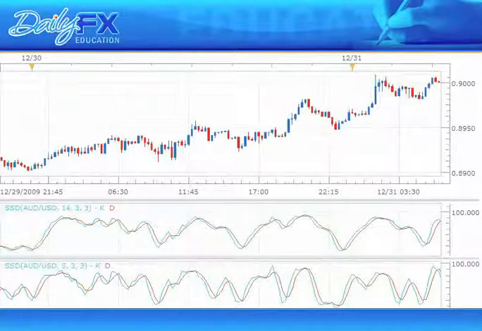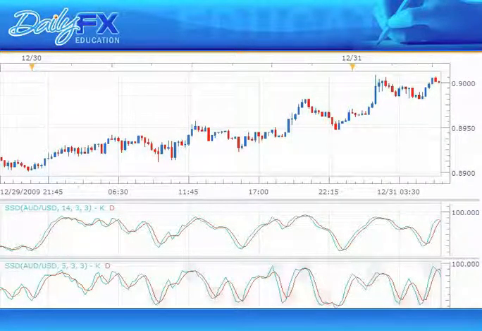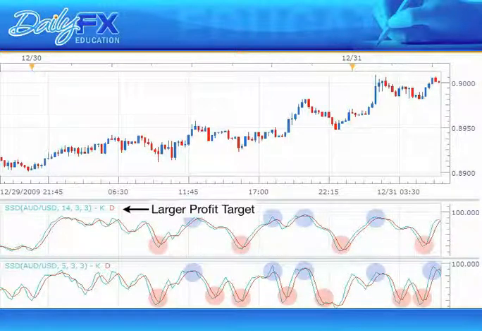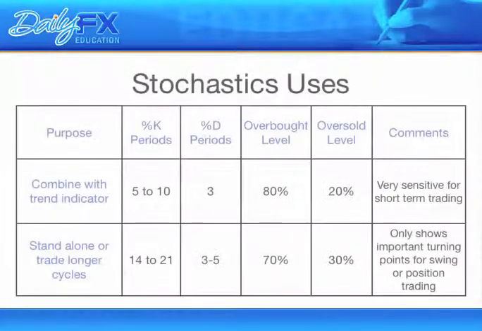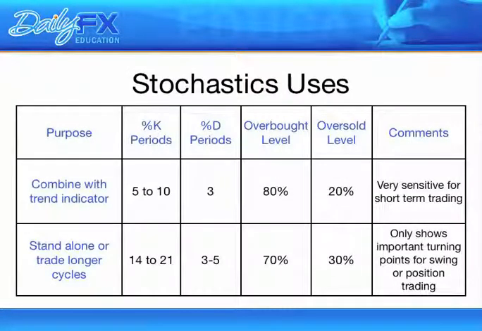Notice on this chart how a 5, 3, and 3 slow stochastic has many more buy and sell crossover signals than the 14, 3, and 3. However, the longer indicator buy signals gave a larger profit target that was only matched by the shorter setting where the signals coincided.